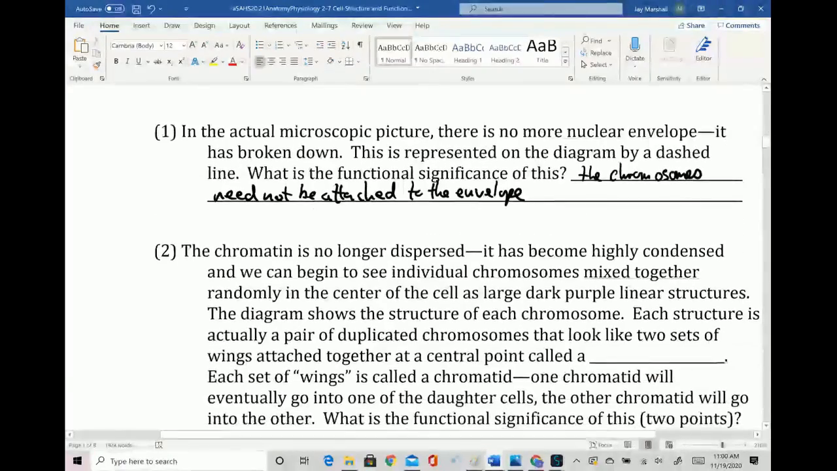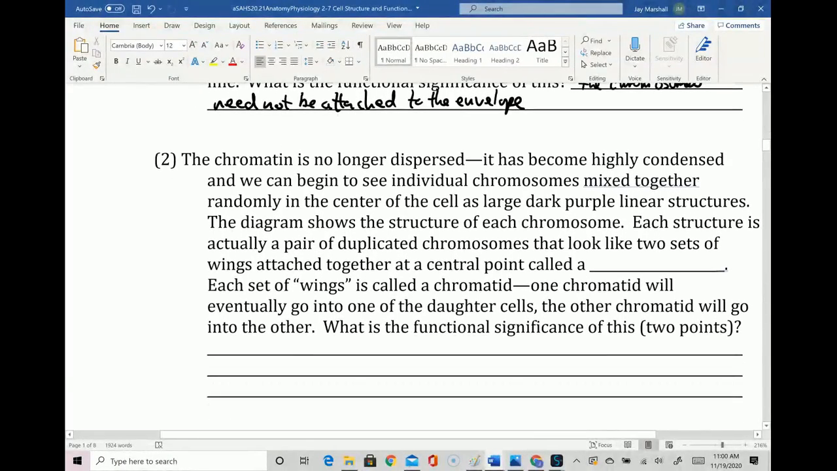So I've asked the same question here. First of all, the diagram shows the structure of each chromosome. Each structure is actually a pair of duplicated chromosomes, right? We've talked about this before. This is a chromosome, and this is a chromosome. Each one of these arms here is a chromosome. It's not separated like this. This is a chromosome, and this is a chromosome.